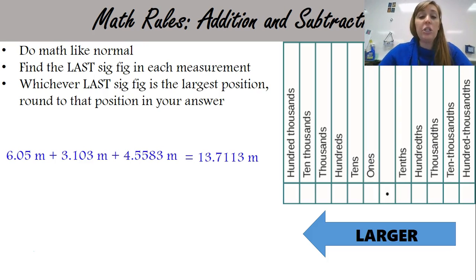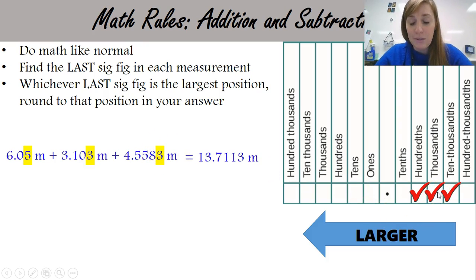The next thing we need to do is evaluate what is the last sig fig in each measurement. In 6.05, these are all significant, so my 5 is my last sig fig, which means this is where I did my estimation. That's 2 spots after the decimal, 1, 2, so that got estimated to my 100th position. In my 3.103, the last 3 is my estimated position. That's in the 1000th position. In my 4.5583, we have another 3, and that's in my 10,000th position.